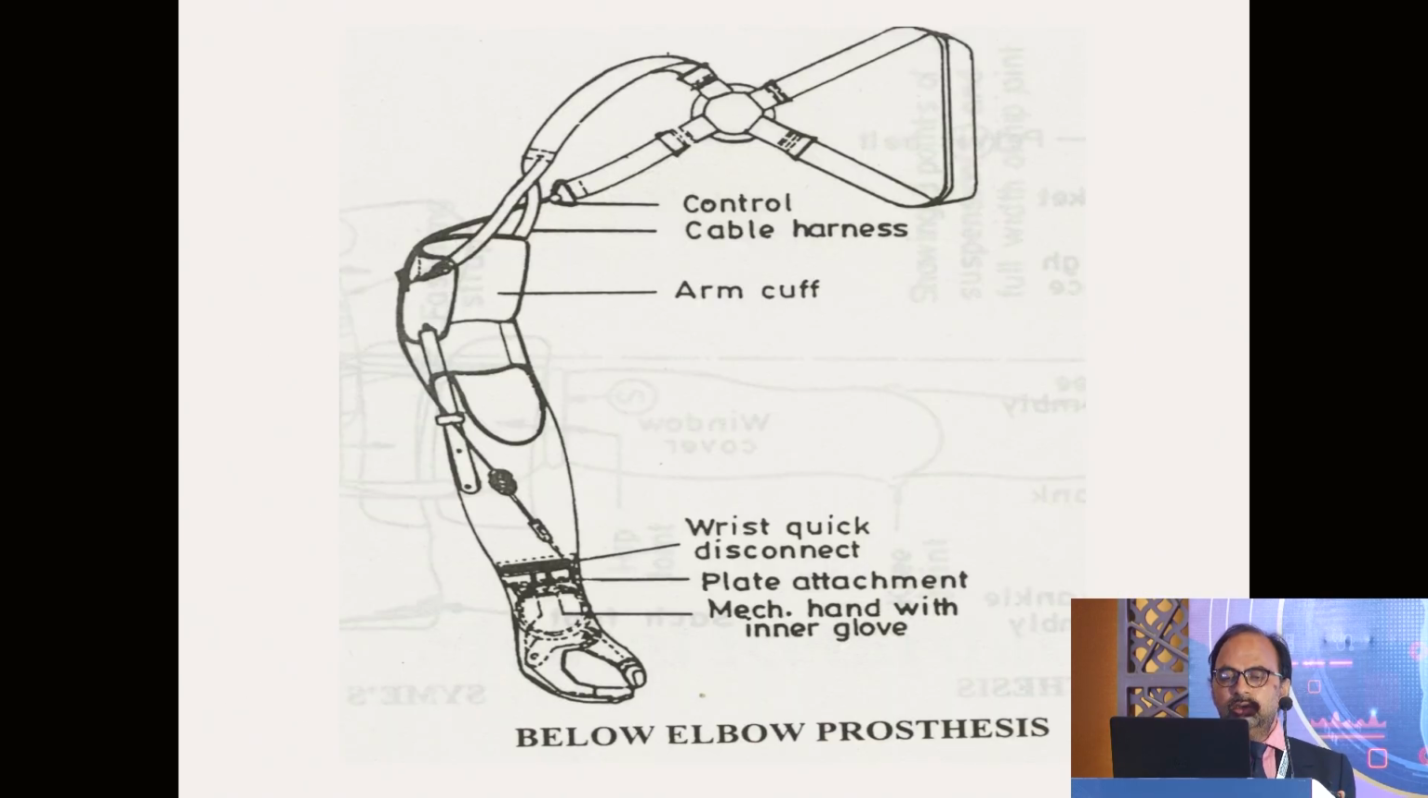This is an example of a conventional transradial prosthesis. So if you see, this is a terminal device, then wrist assembly, then harness is coming up, and then there is a socket, and then harness is connected to the shoulder.